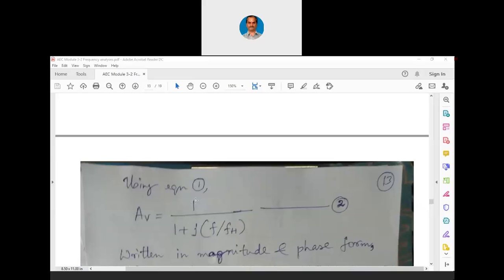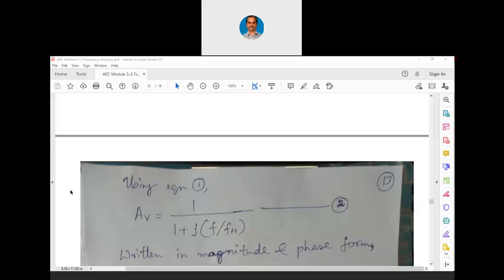Earlier we had that 1 by 1 plus j into f by fh, if I remember it correctly. I don't know whether I have remembered correctly or not. You can verify later on. Now this is Av equals 1 by 1 plus j into f by fh. That is equation number 2.